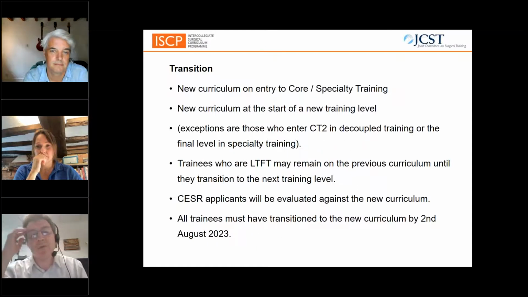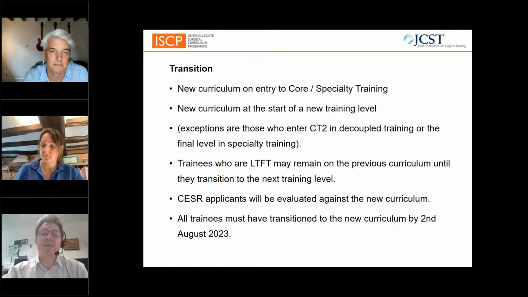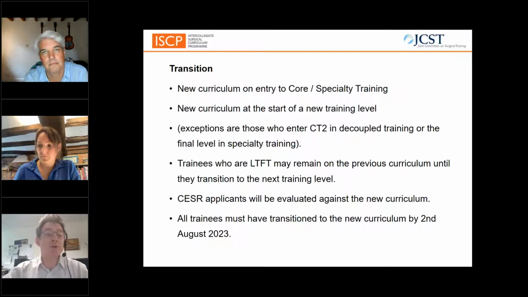So for transition, when will your trainees be transitioning? If they're starting new on either core or specialty training, they will transition straight at this time when they start. If they're moving to a new level, so ST3 to 4 or 4 to 5, they will start and transition on the new curriculum when they start a new learning agreement. So those people that rotate at the beginning of August will rotate and start with a new learning agreement. If they rotate in October, that's when they'll start a new learning agreement and transition.